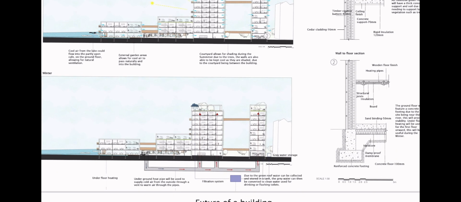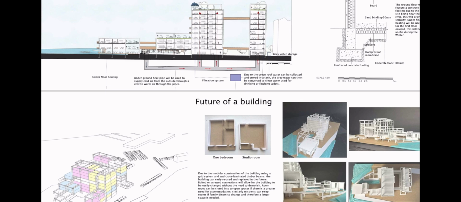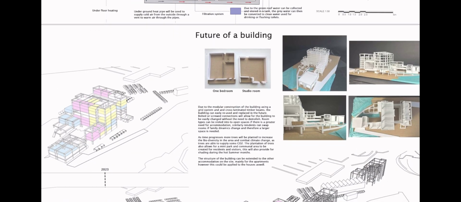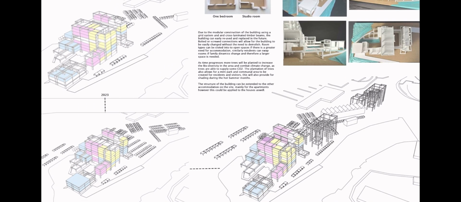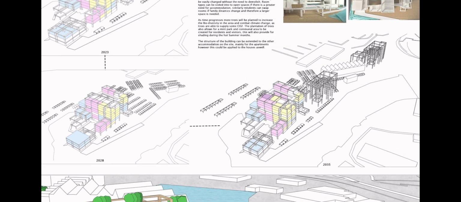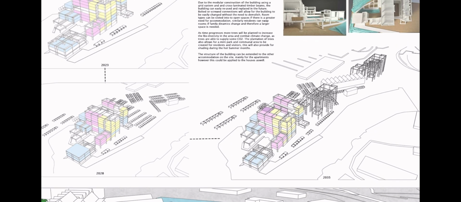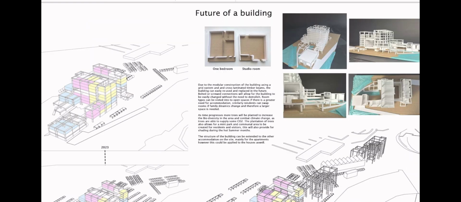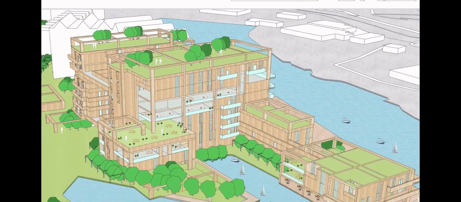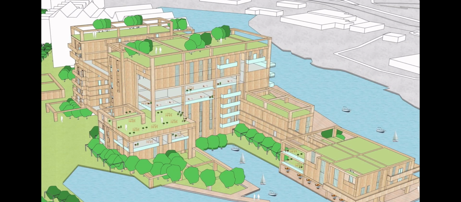And in terms of heating, we opted for an underground heating system and also a filtration system underground that takes advantage of the grey water. And then here we're showing the future of the building, how it could be adapted for different uses such as 2023, 2024, really zeroing in on that modular construction. And then to the right were some of my models where I was just showing that modular structure. And then here is a perspective view of how the building looks.